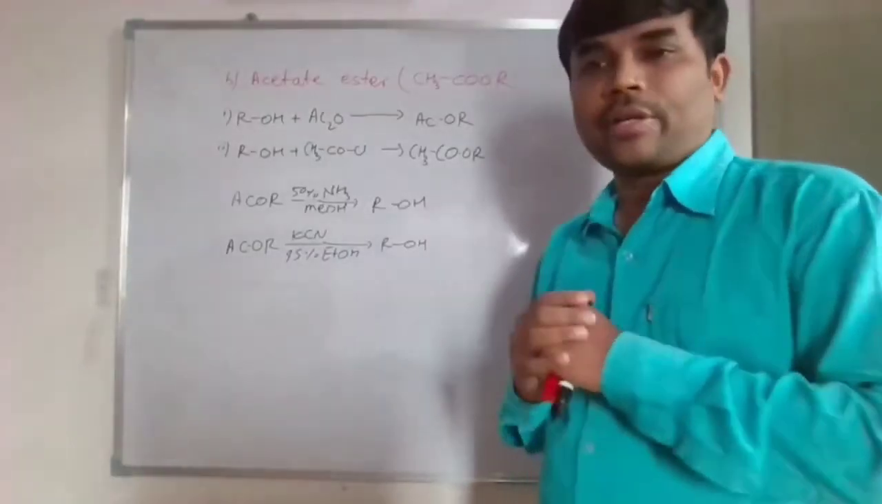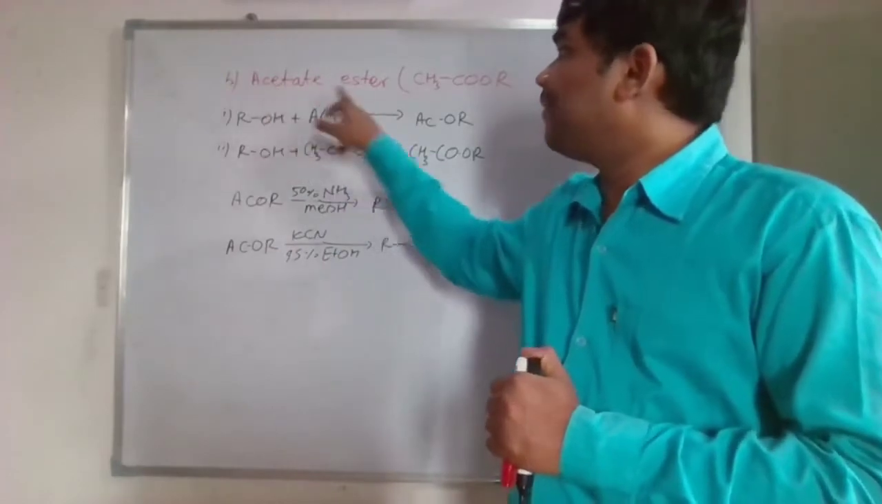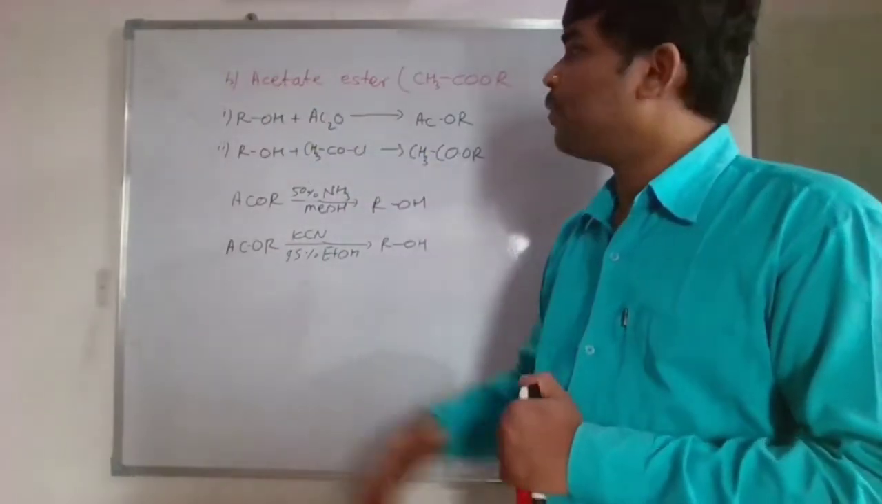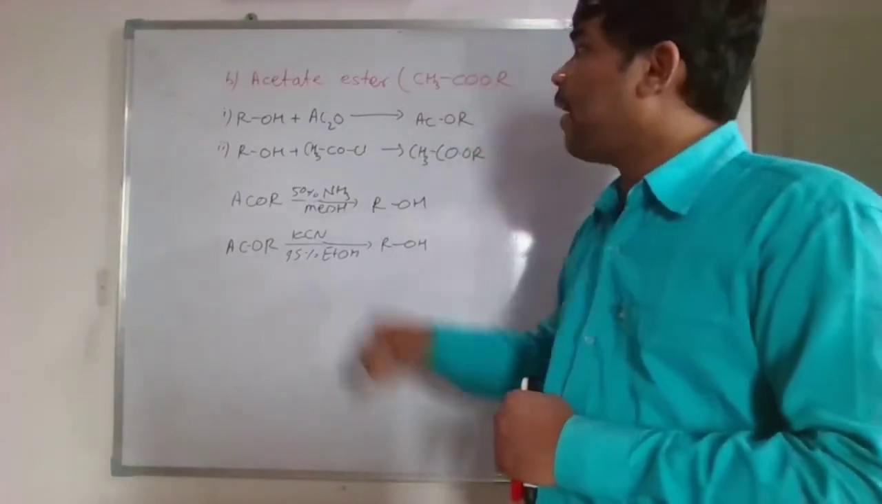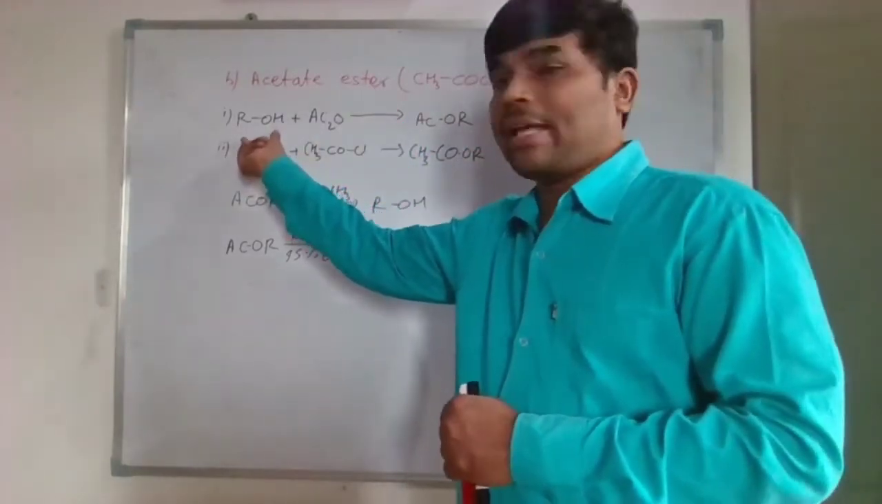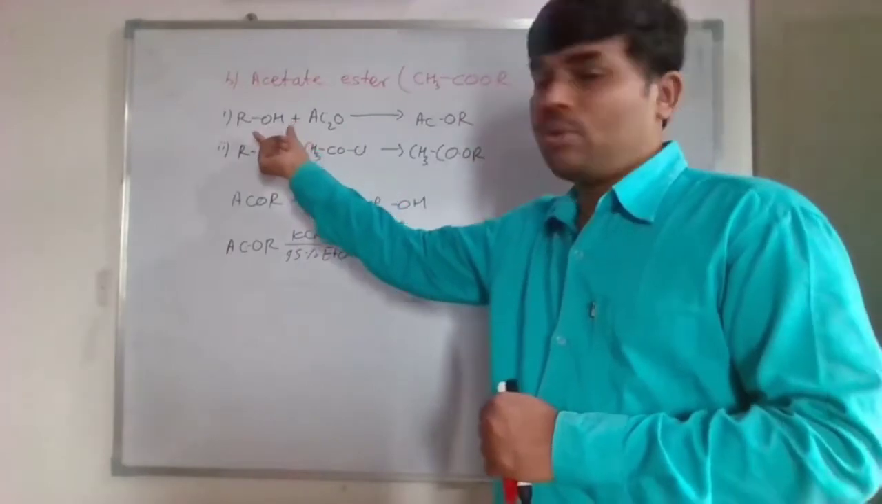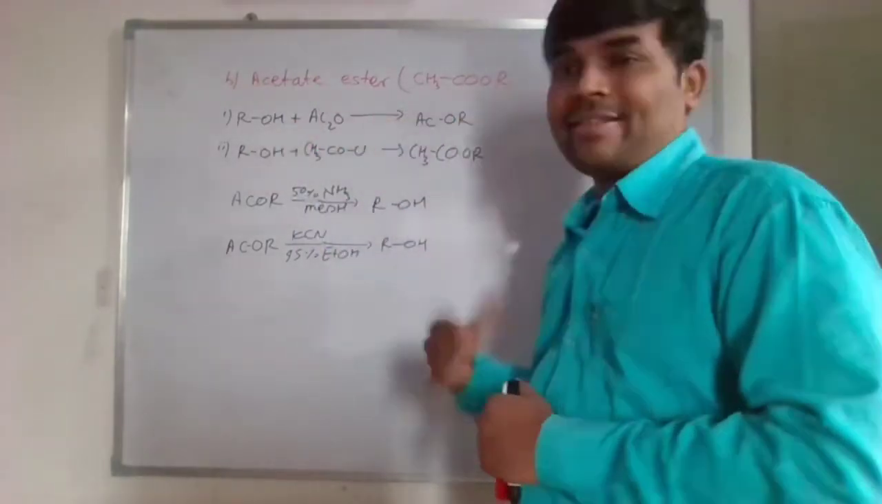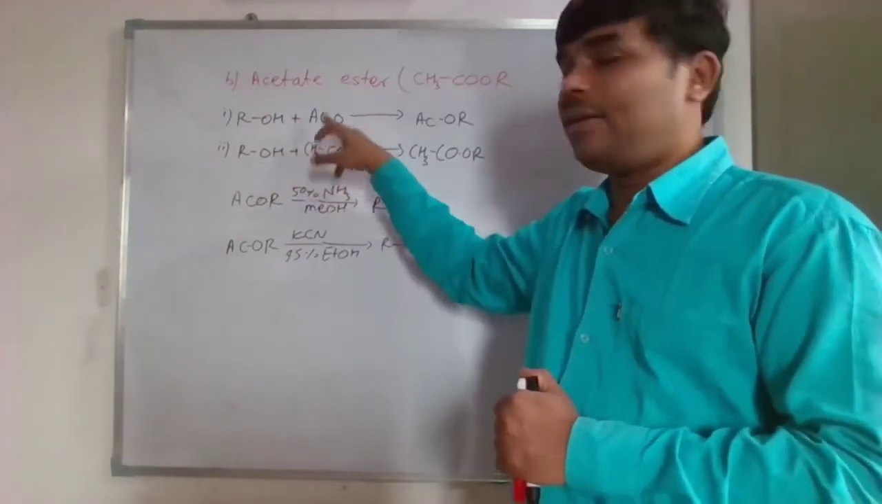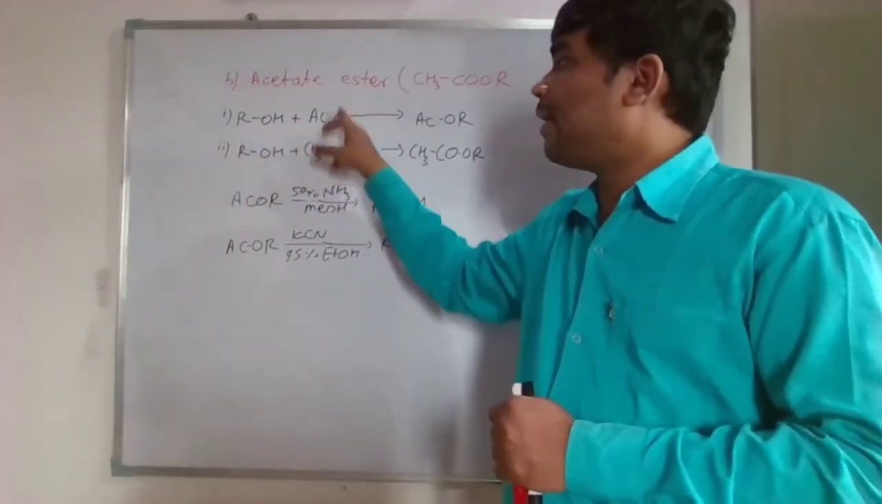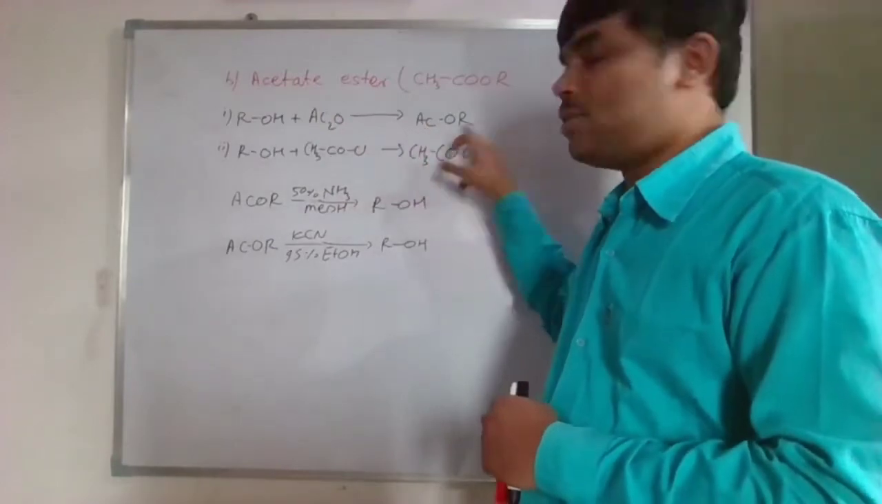In ester as a protecting group, next is acetate ester. We have to produce acetate ester, CH3C double bond O R, as a protecting group for the alcohol. It means that alcohol is converted into that ester group. When alcohol reacts with acetic anhydride, it forms AcOR.